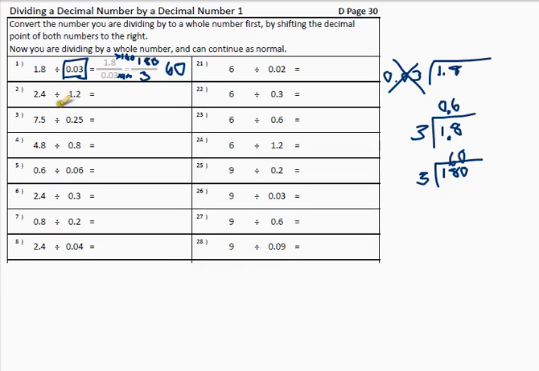Let's think. We want the second number a whole number. We want that to be a 12. In other words, how do we get it at 12? We times by 10. So in other words, we need to times this by 10 because it is the same as saying times 10 over times 10, which is times 1. 10 divided by 10 is 1. Okay, so we times by 10 there, we times by 10 there, so it's 24 divided by 12. And we know that 24 divided by 12 is 2. Okay, pause the video, you try the rest.